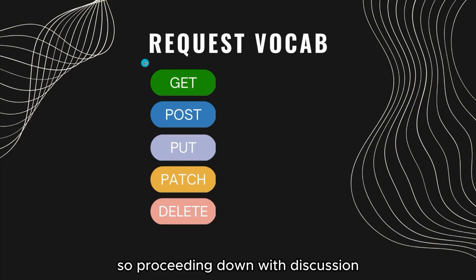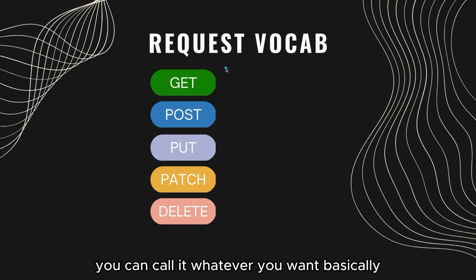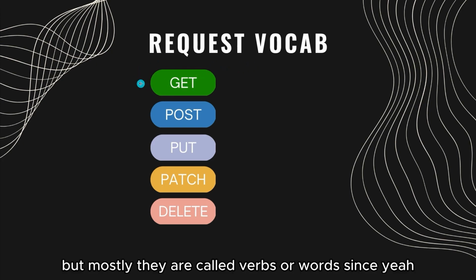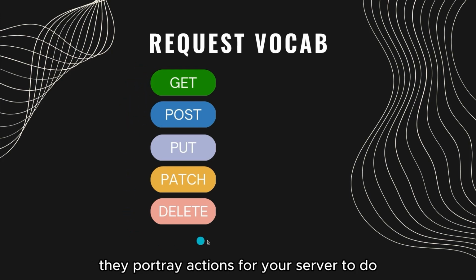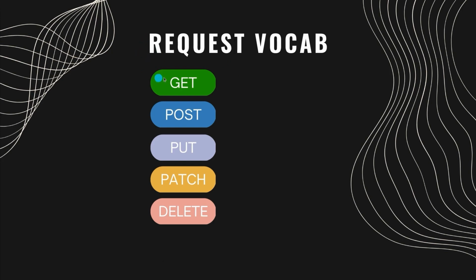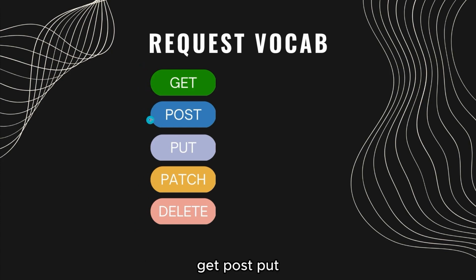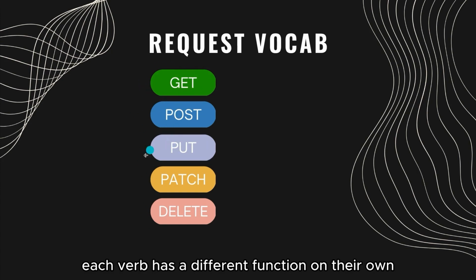Proceeding now with the discussion, here we have the HTTP request verbs, or words, or vocabulary. You can call it whatever you want, basically. But mostly, they are called verbs or words, since they portray actions for your server to do. There are a lot of HTTP request verbs, but these 5 are the most commonly used: get, post, put, patch, and delete. Each verb has a different function on its own.